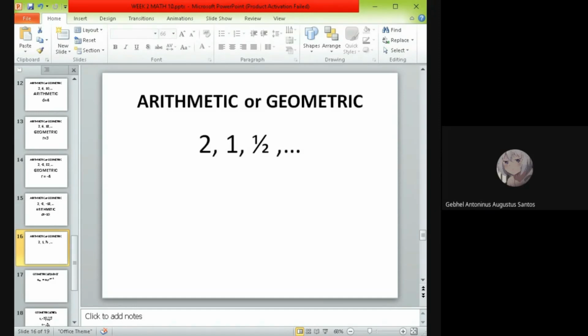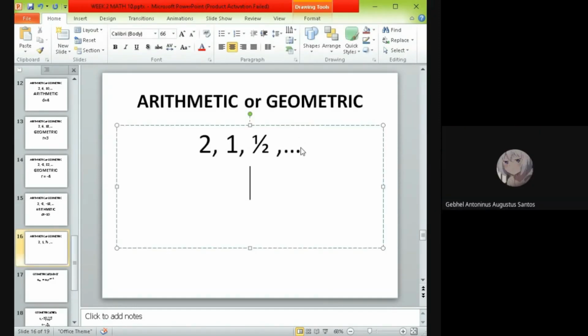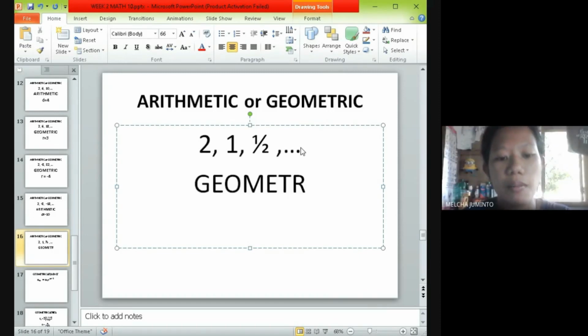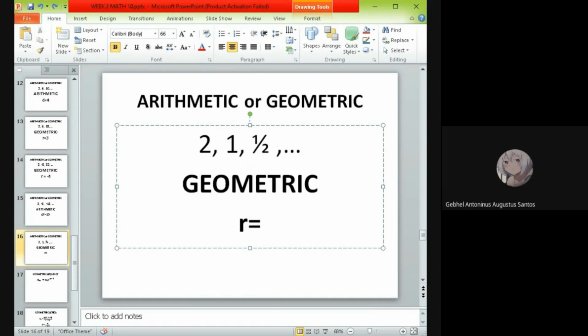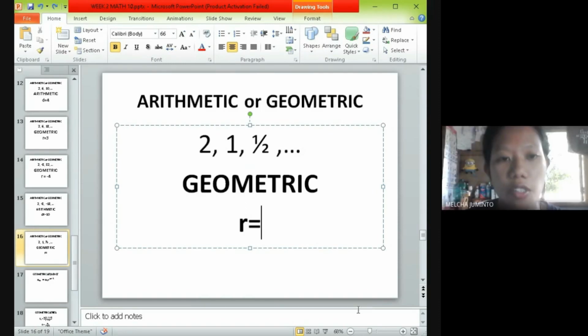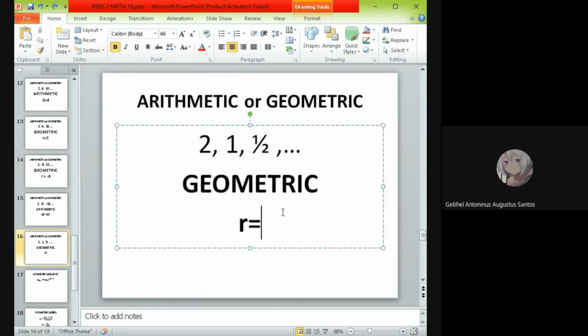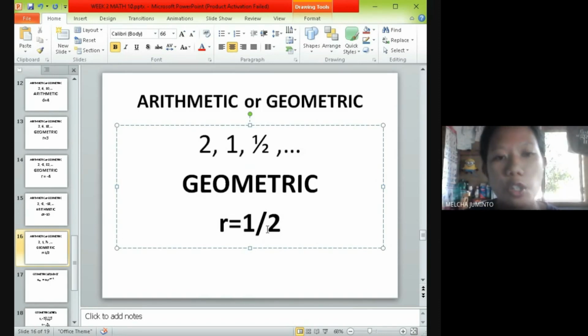Geometric po. Correct. Si Jabel. May common ratio kasi po, ma'am. Geometric. Correct. Very good. There is a common ratio. What is that common ratio? Jabel. Meron pa po yan, ma'am, yung fraction, ma'am. Yes. Anong fraction yon, Jabel? 1/2 po. 1/2. Very good. So the common ratio is a fraction, 1/2. Okay. So any questions between arithmetic and geometric? Can you now easily determine if it is geometric or arithmetic? Yes po. Walang question? Wala po. Okay.